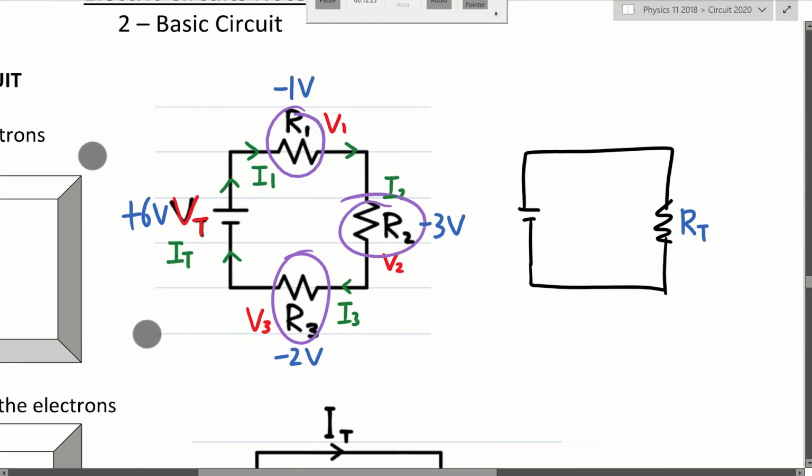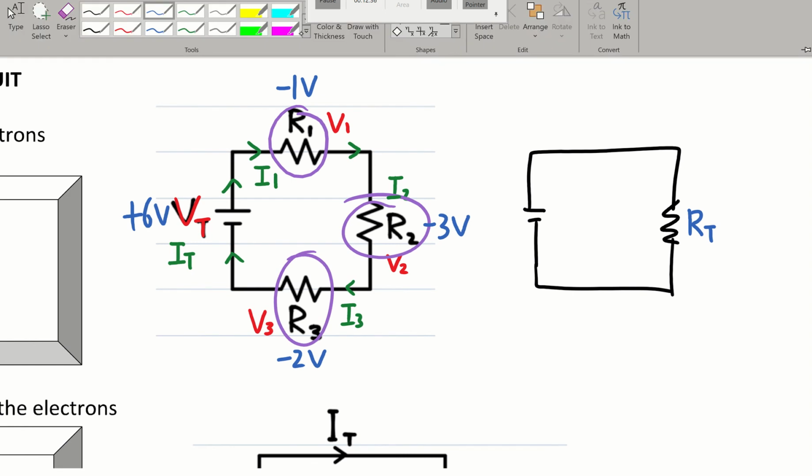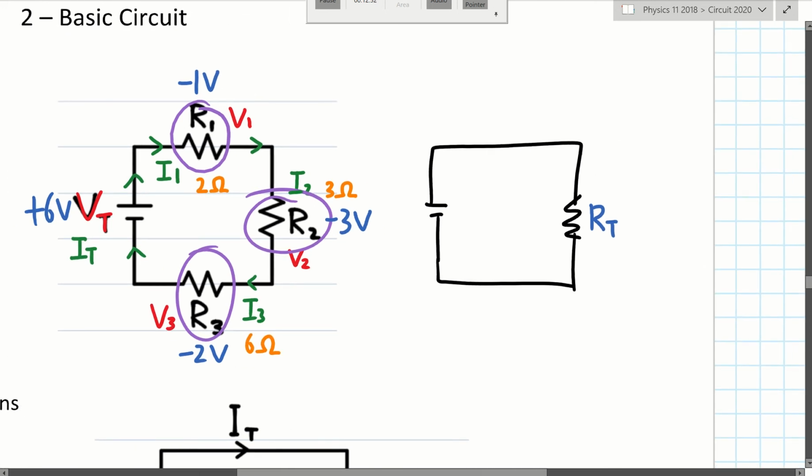All right, let's give you some real numbers. For resistance, let me use a different color. Let's say R1 has a resistance of 2 ohms. R2 is a resistance of 3 ohms. And R3 has a resistance of, let's say, 6 ohms. Then if I want to replace all 3 with one single resistor, yes, I can do it. 2 plus 3 plus 6 is 11. So I will replace this with a resistor that has a resistance of 11 ohms exactly. Just adding the 3.